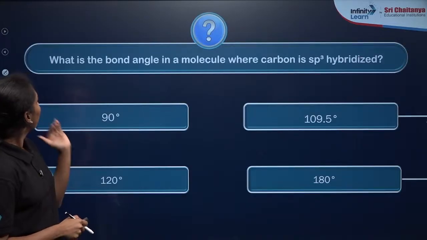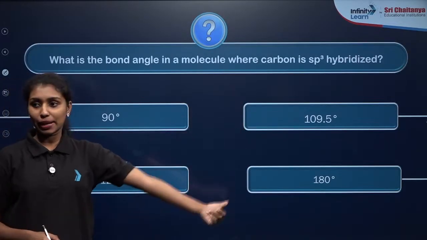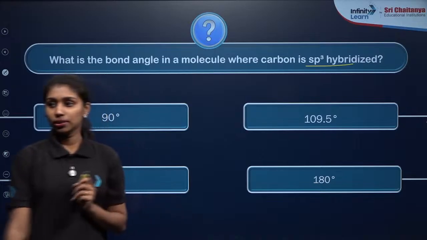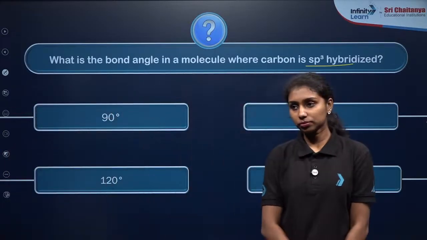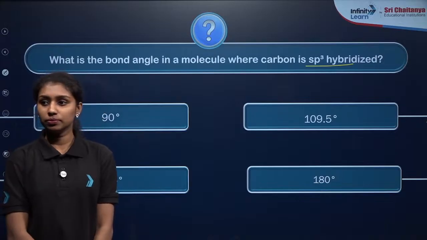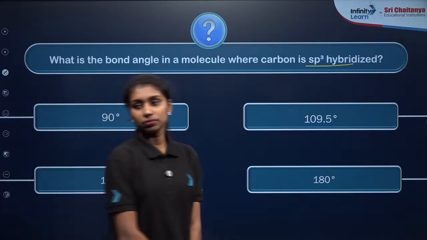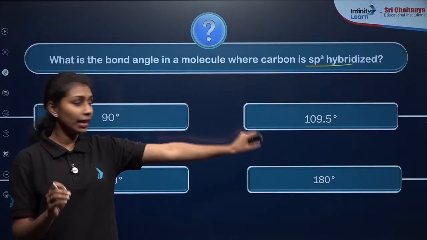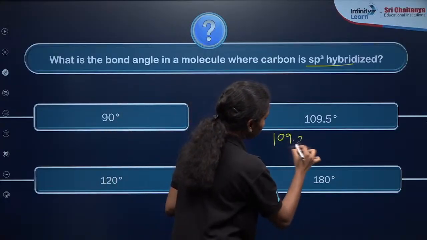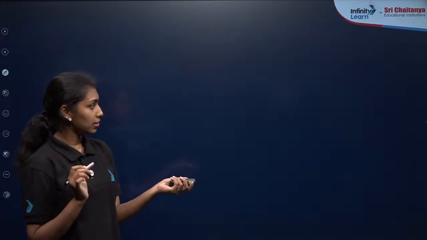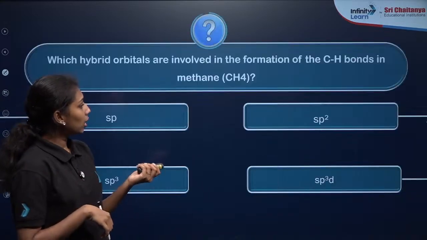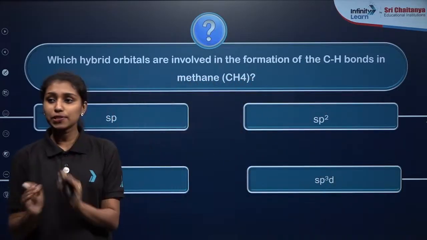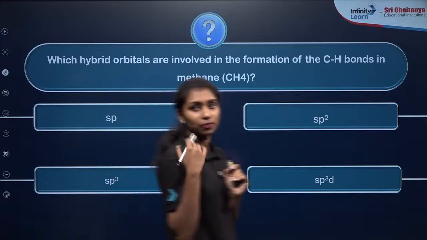Here is our next question. What is the bond angle in a molecule where carbon is sp3 hybridized? We have discussed it in the last case, right? Yes, 109.5 degrees, right? Exactly the angle is 109.28 degrees, but you can give the answer as 109.5 degrees. It's also fine. There is no possibility of forming a CH2 molecule because carbon has a valency of 4. It cannot form a bond with only 2 electrons, with 2 hydrogen atoms.